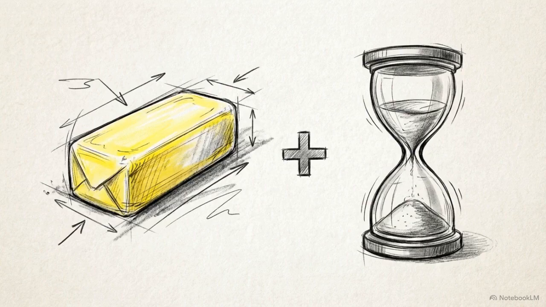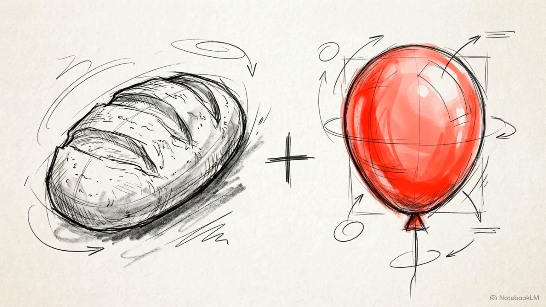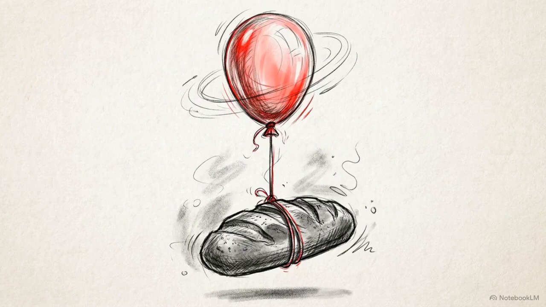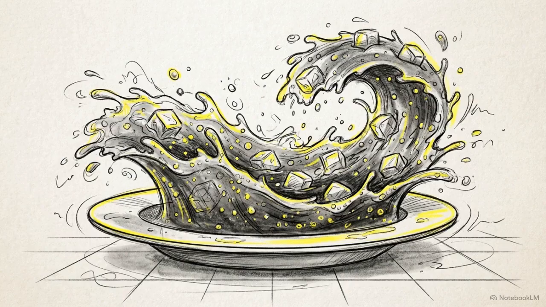Item 8 is butter. Peg 8 is the hourglass. Visualize the physics of thick, yellow, melted butter oozing slowly through the narrow glass neck of the hourglass. Item 9 is bread. Peg 9 is the balloon. Picture a single red balloon lifting an entire heavy loaf of bread straight up into the sky. Item 10 is lemonade. Peg 10 is the dinner plate. See a chaotic overflow of sticky, fizzy lemonade flooding out across a piece of fine china.